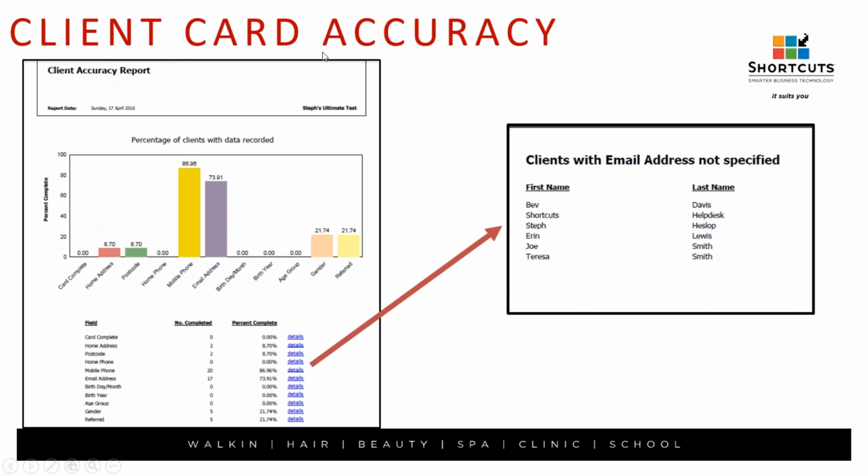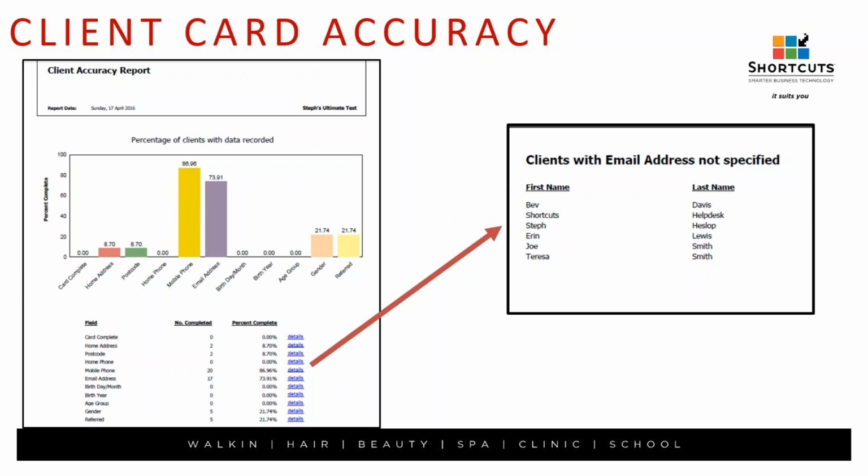The first one here is the client card accuracy report. Basically you just run it based upon whatever day it is today, and it'll give you the statistics on the data that you have. It'll tell us how many cards complete, how many home addresses, postcodes, phone numbers. Obviously the most important ones, you guys, are probably the mobile phone or cell phone as well as the email address. You can see here I have 86% on my mobile phone and almost 74% on my email address, so not too bad there.